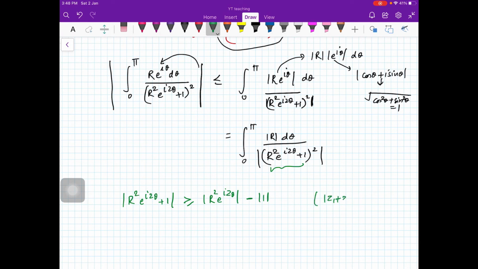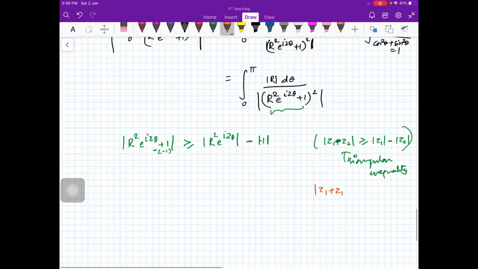You should know that mod of z1 minus z2 is greater than or equal to mod z1 minus mod z2. You can take it as minus 1, so you just put minus 1 here. This is nothing but the triangular inequality. You must know this form of the triangular inequality, that mod of z1 plus z2 is less than or equal to mod z1 plus mod z2. This is another form of the triangular inequality.